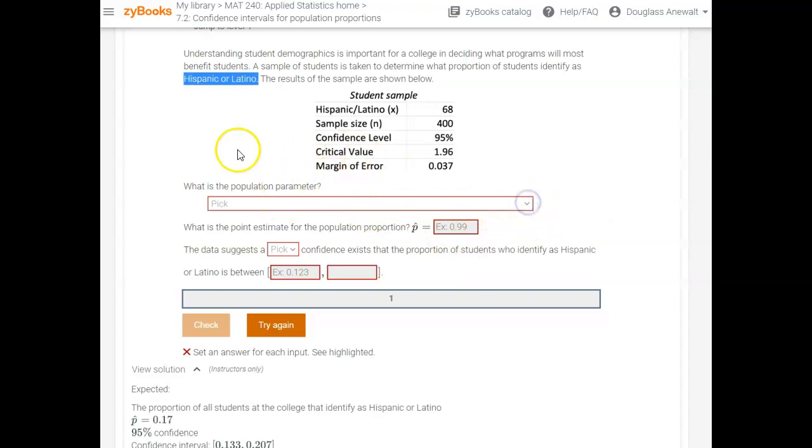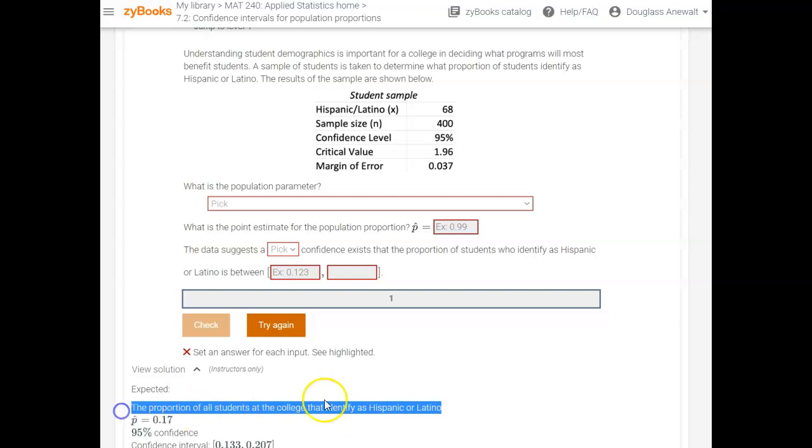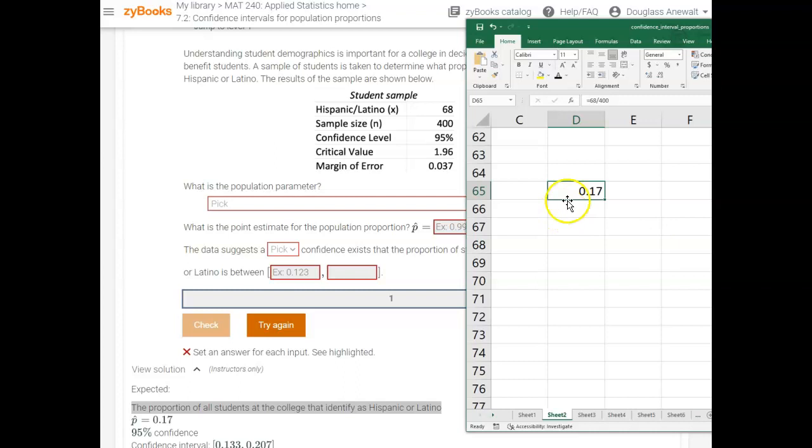Now, I can't click on the drop down anymore, but the parameter we're trying to estimate here is the total proportion of students that identify as Hispanic or Latino. And we're using our sample to do that. So our sample says about 17% of the sample do, so that's our estimate for the percentage of the population that identify as Hispanic or Latino.